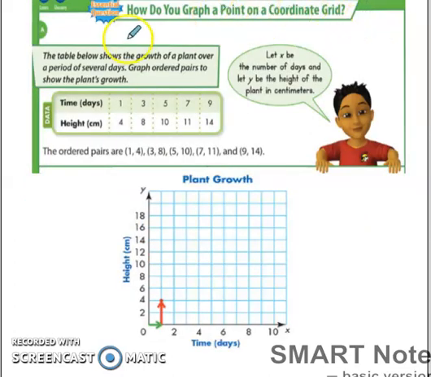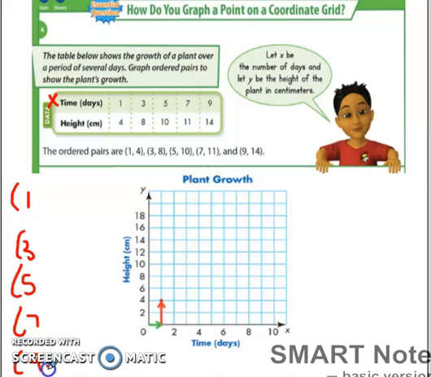So how do you graph a point on a coordinate grid? The table below shows the growth of a plant over a period of several days. Graph the ordered pairs to show the plant's growth. Here these ordered pairs are in a graph, but it's telling you that time is along the x-axis. So all of these values are going to be the x's. If we were writing these as ordered pairs, these numbers would go first. The 3, then the 5, then the 7, and the 9 are all our x values.